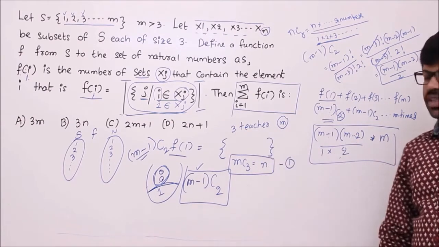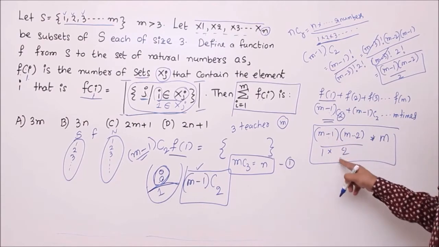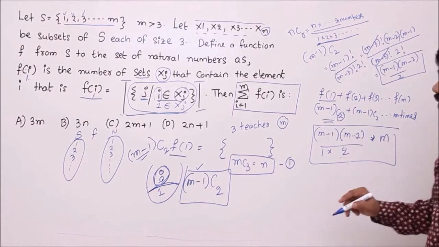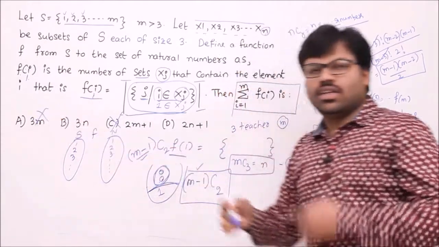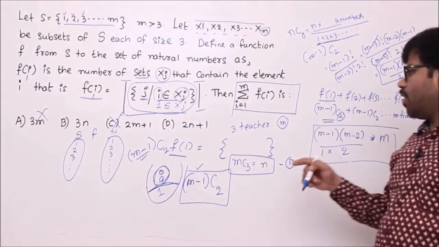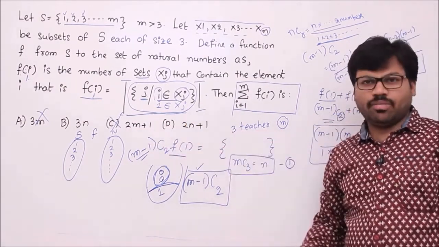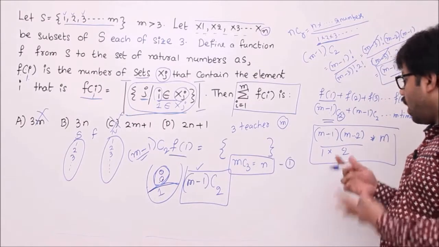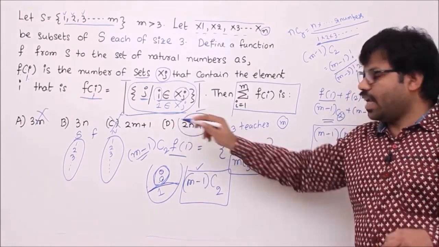But if you see the options, no option matches with this, m into (m-1)(m-2) by 1 into 2. So better, what we do is we eliminate option C and option A, because m into (m-1)(m-2) by 1 into 2 cannot be simplified to 2m plus 1 or 3m. So probably your answer is in terms of n, right?